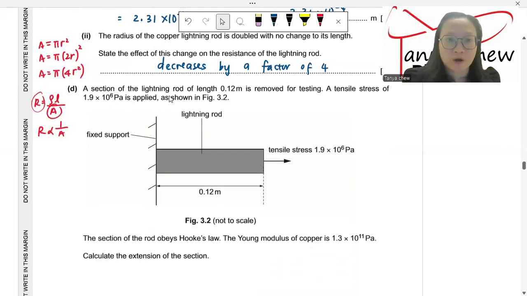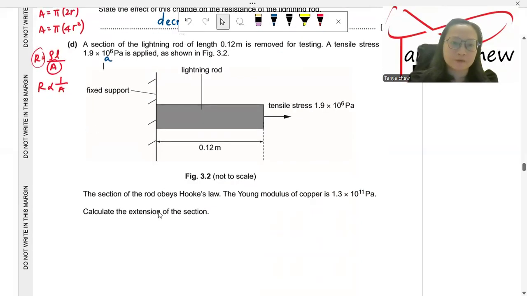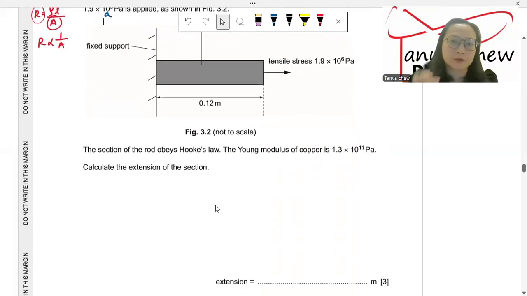D, a section of the lightning rod of length 0.12 meter is removed for testing. A tensile stress of 1.9 times 10 to the power 6 Pascal is applied. I put here stress. As shown in fig 3.2, the section of the rod obeys Hooke's law. Young modulus of the copper is 1.3 times 10 to the power 11 Pascal. Calculate the extension of the section. I am going to use this as extension.